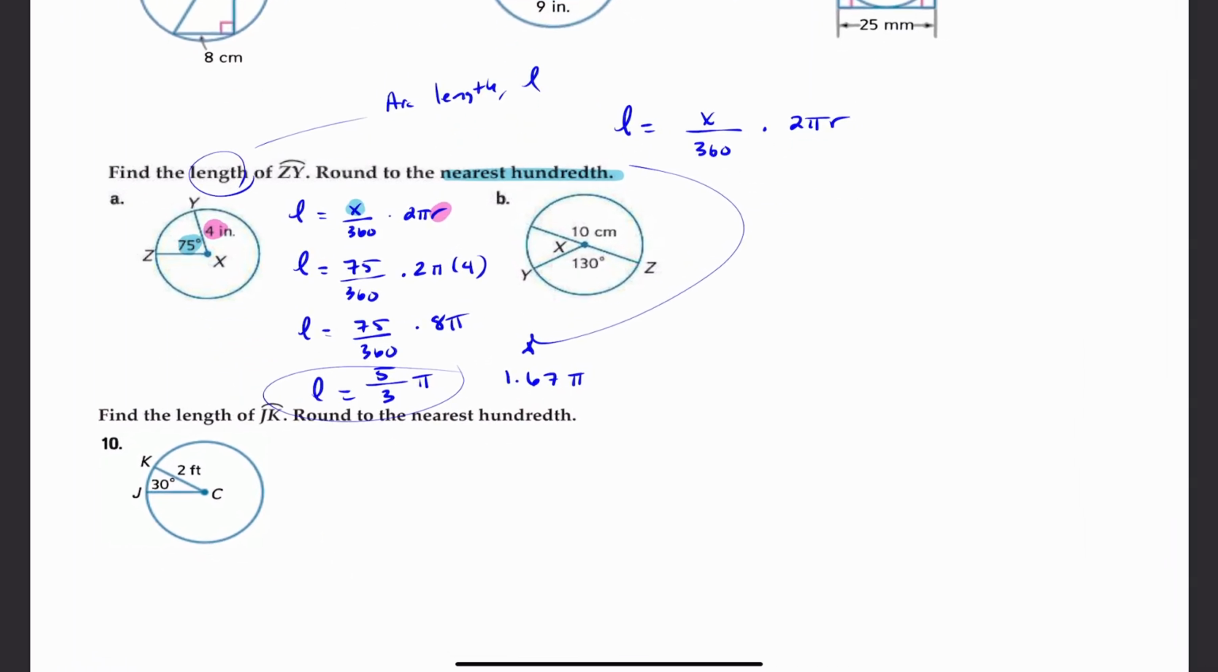B you can do on your own, and this says find the length of JK, round to the nearest hundredth. It's the same thing as what we just did before, okay?